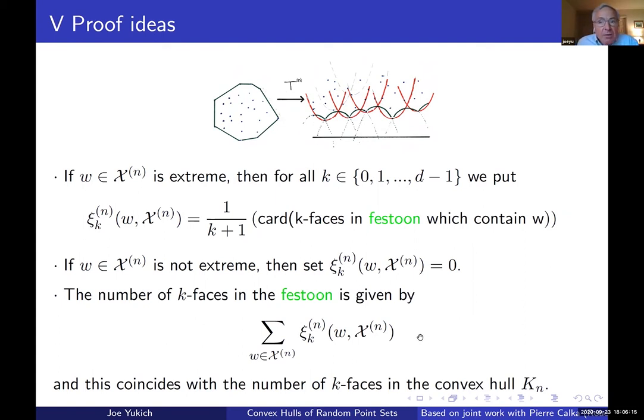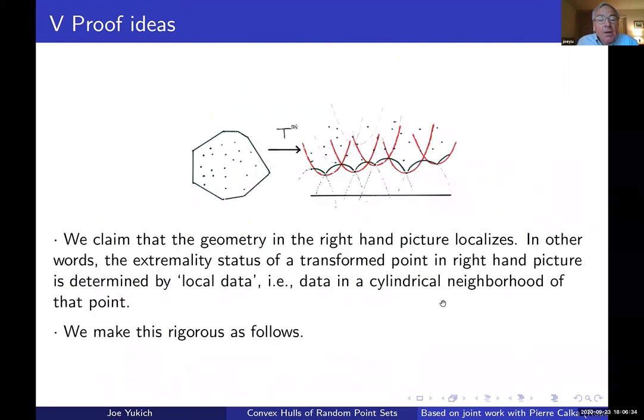The difficulty here, and we saw this even at the beginning of the lecture, is that these random variables are spatially correlated. Very, very spatially correlated, making their asymptotic study difficult. We claim, though, that the geometry in this right-hand picture localizes. In other words, the extremality status of a transformed point in the right-hand picture is determined by local data. And by local data, we mean data in a cylindrical neighborhood of this point.